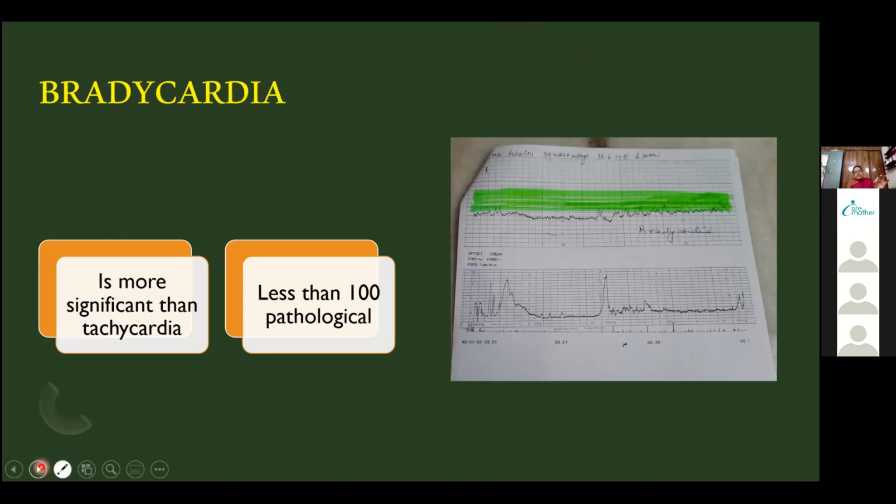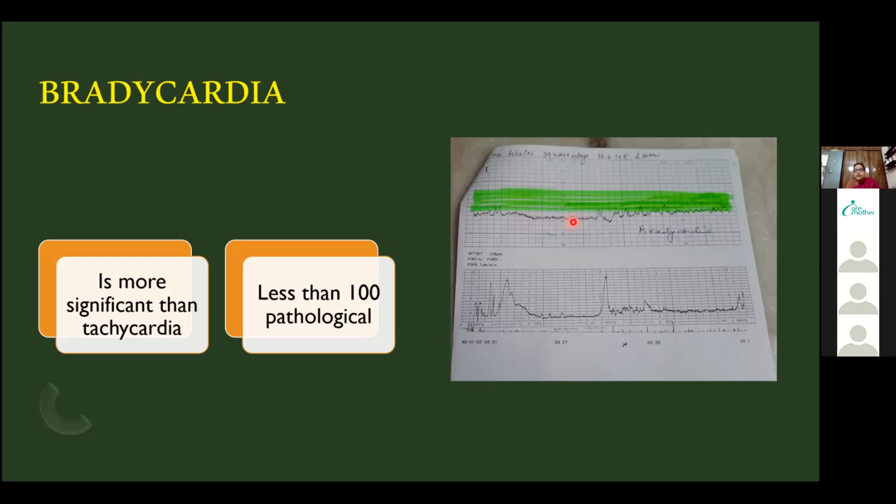Bradycardia is more significant than tachycardia. Less than 100 is pathological. Whenever we say pathological, it does not mean we have to jump and do a C-section. Whenever there is a pathological tracing, you reassess the patient, see whether there is any correctable cause, like a supine hypotension or a tachysystole due to a fast syntocinon drip. So look for all the features which can be correctable. If it is possible to correct it, correct it. And if it is recurrent, and if you think that the fetus is hypoxic, then only you have to go for a C-section.